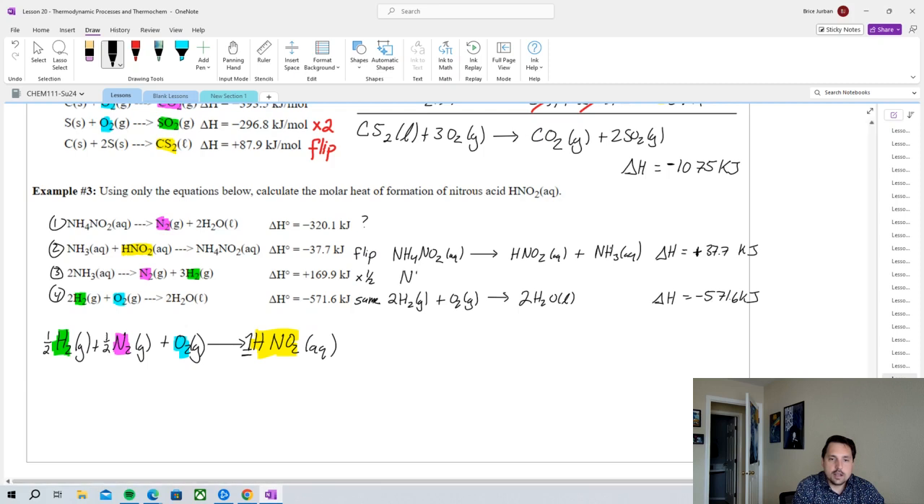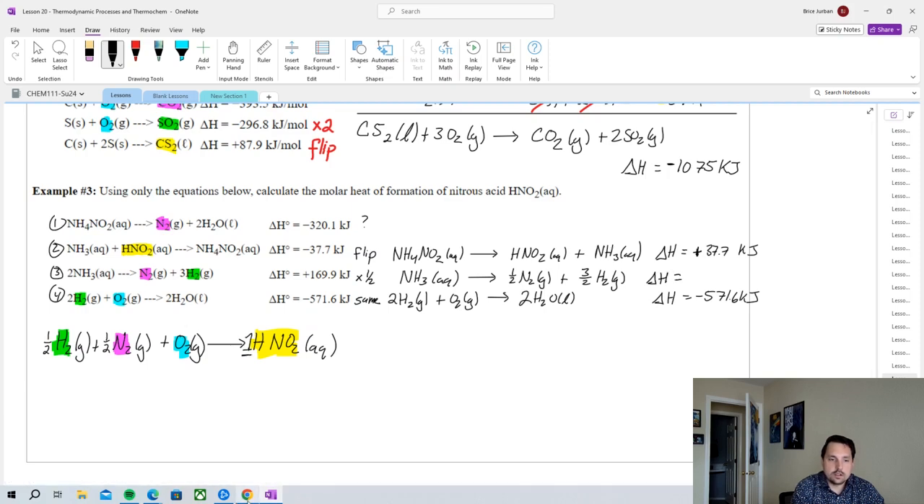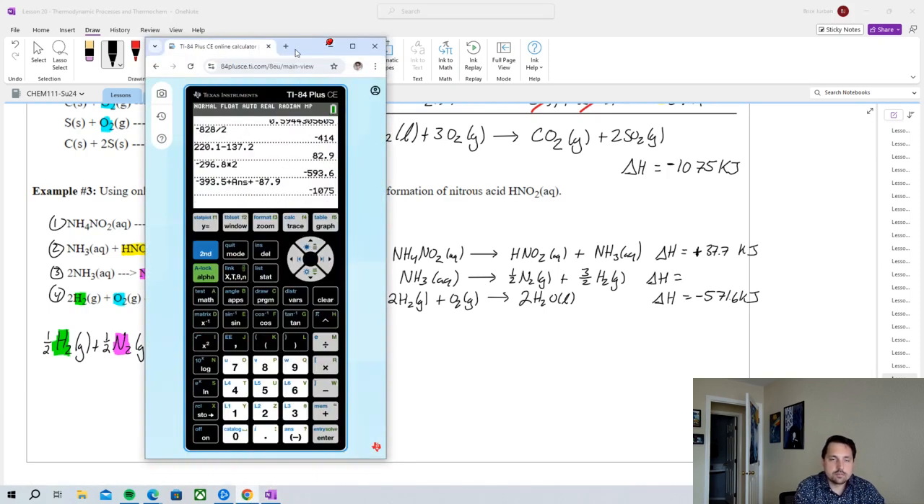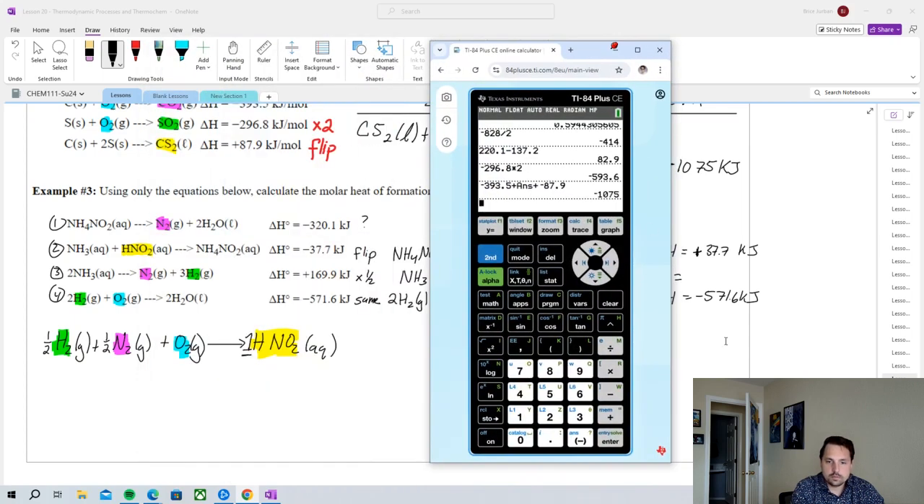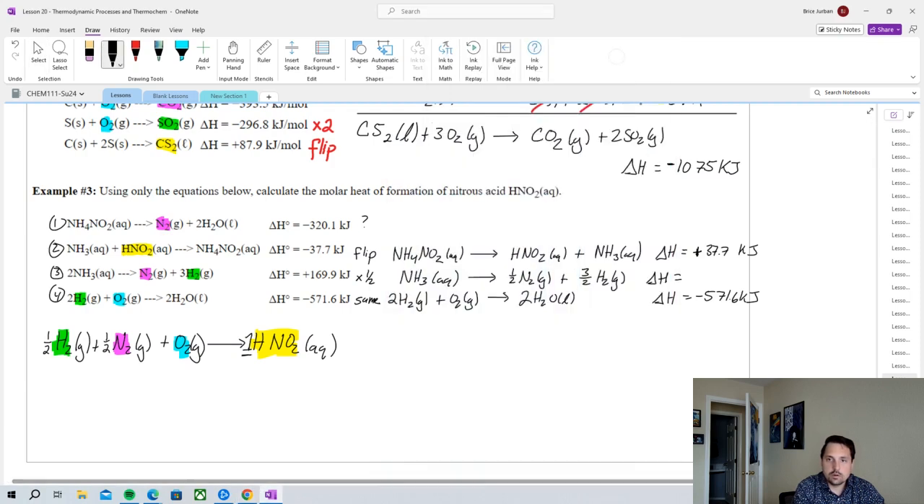So I'm going to multiply it by 1/2 and I keep it the same, like same orientation. So this will become NH3, and then we'll have 1/2 N2 and 3/2 H2. And then my delta H value here is going to be decreased in half. Okay, 84.95.